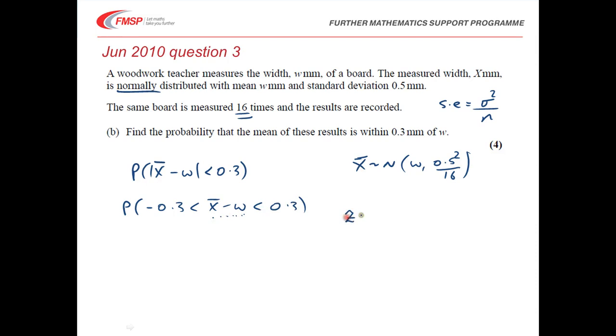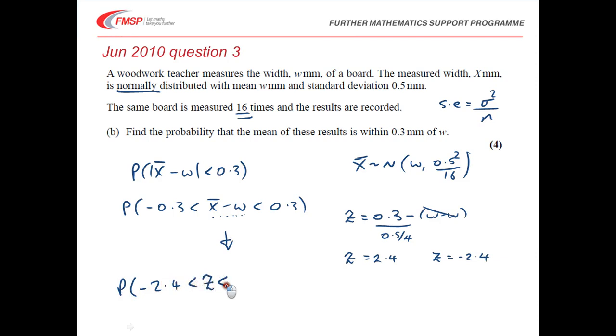So in other words, Z is going to be 0.3, going to look at the positive one, minus W, which again gets obliterated, divided by 0.5 divided by 4, because I'm looking at the square root of 0.5 squared over 16. So my positive Z value is going to be a Z value of 2.4. And I can clearly see that my negative one is going to be minus 2.4. So this again turns into the probability minus 2.4 is less than Z is less than 2.4, and it's exactly the same argument as before.